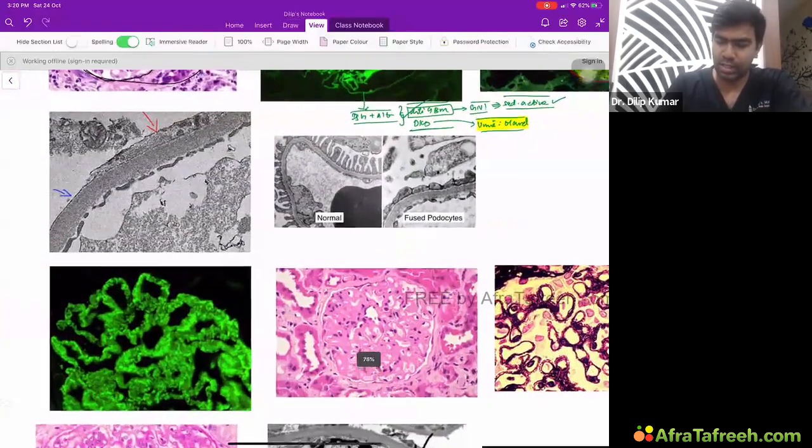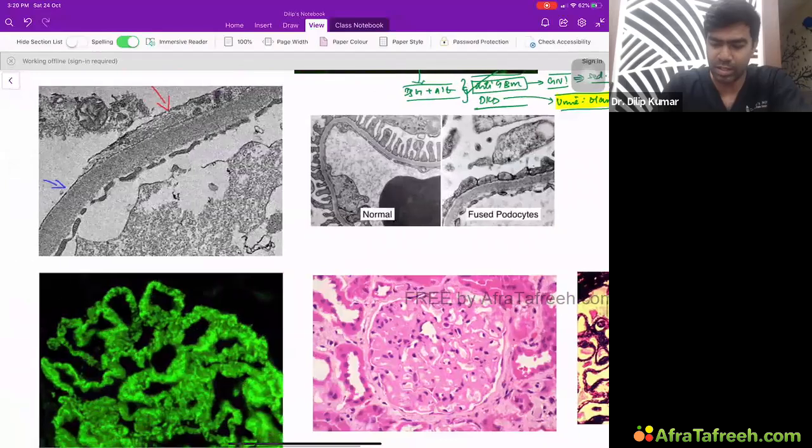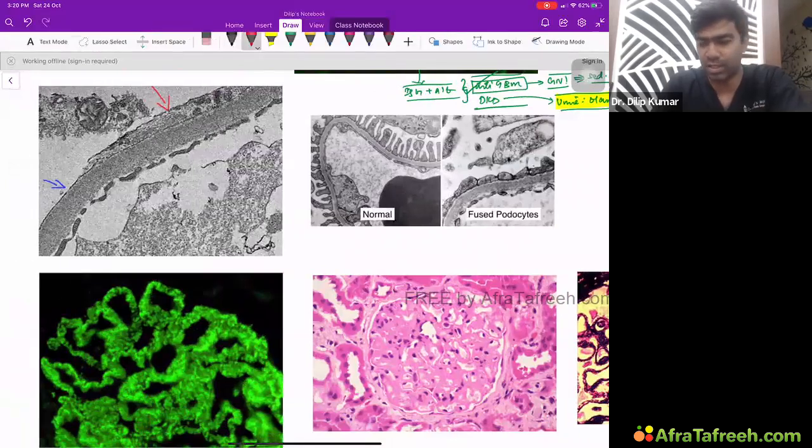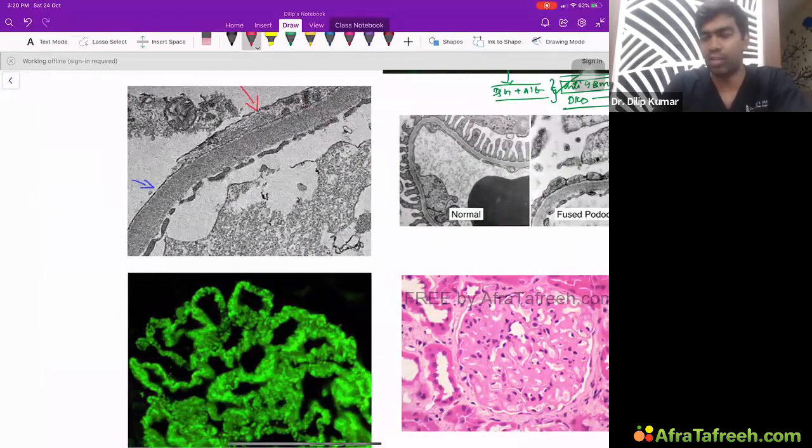So let us see this one. This is basically minimal change disease, but this is not specific for minimal change disease. In minimal change disease, this is the only finding that we'll be seeing basically.